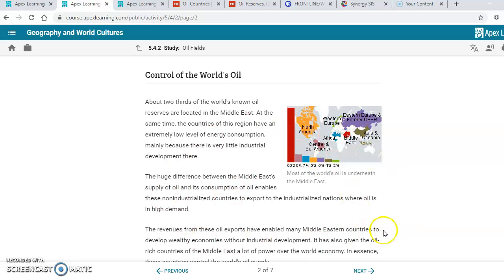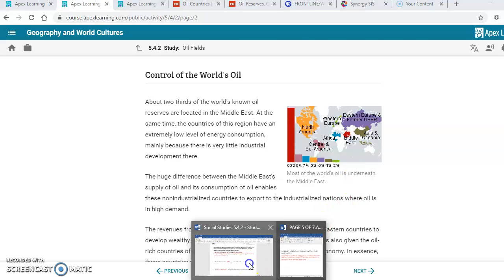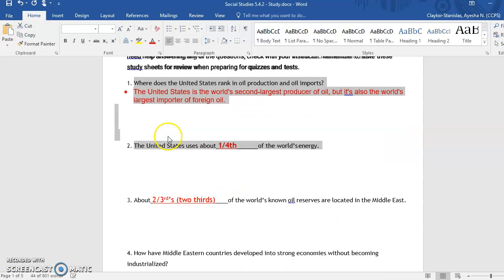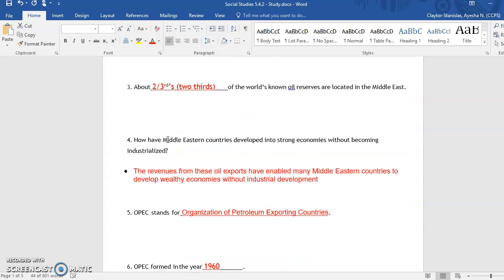Very important is this page right here. So let's go to numbers 3 through 13. Okay, we did number 1 and 2. So number 3 is asking, well, we're filling in the blank. It says about 2/3 of the world's known oil reserves are located in the Middle East. Got that from the reading, right?